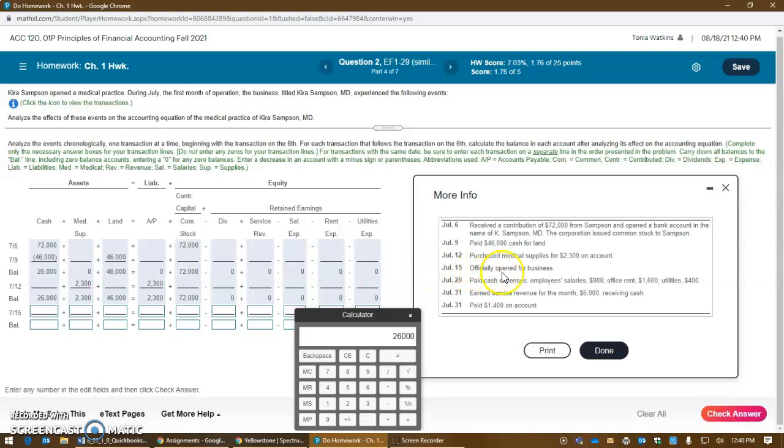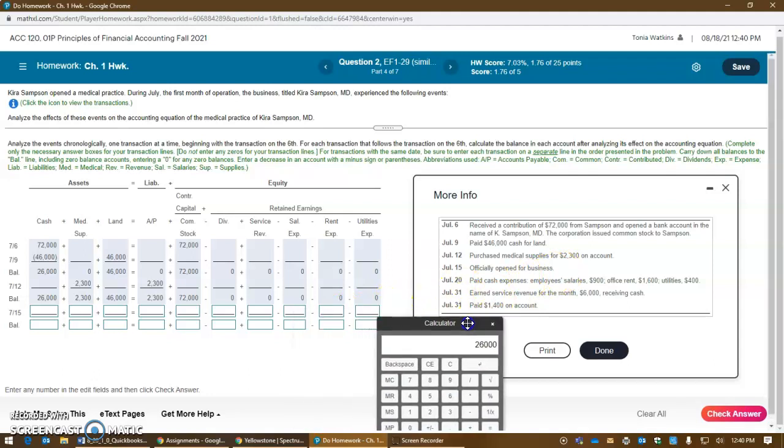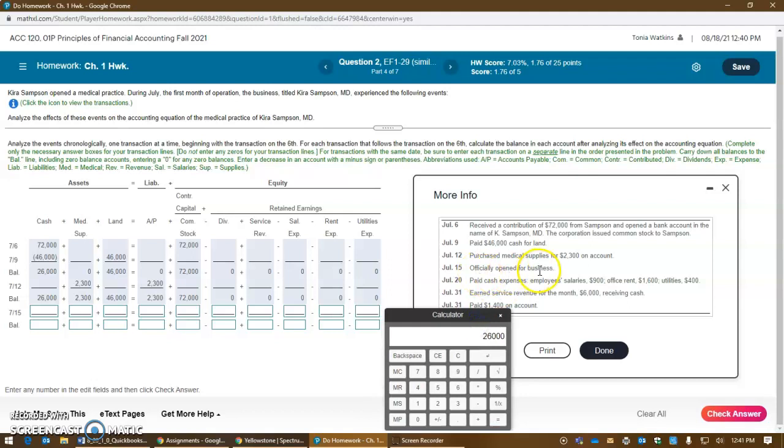On the 15th, it says officially open for business. Nothing happens there. I mean, we open for business, but that's not a business transaction. So you're going to leave everything blank on the 15th, and you're just going to bring down your balances. Okay, and check answer.